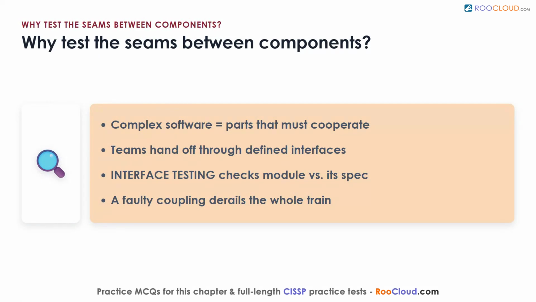Why must you test the seams between components? Because complex software is stitched together from parts that must cooperate. Different teams build different modules and hand off through well-defined interfaces, so those handoffs are where things silently break. Interface testing checks each module against its interface specification, confirming they will actually work together. It is like inspecting the couplings between train cars, not just the cars themselves. A perfect module, joined by a faulty connection, still derails the whole train.